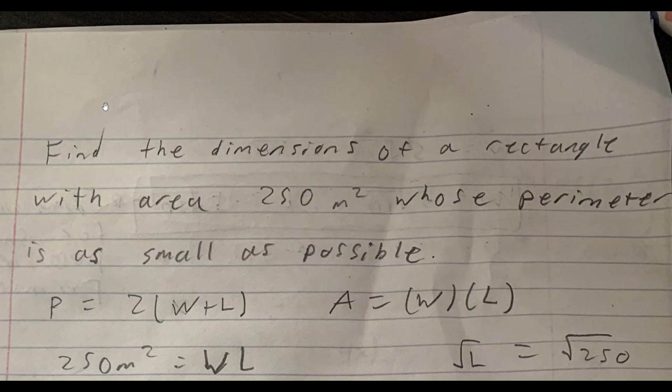Now we'll be solving this word problem right here. Find the dimensions of a rectangle with area 250 meters squared whose perimeter is as small as possible. This problem actually requires the use of optimization since we want it as small as possible. And so we will have to use derivatives and optimization to get the answer to this problem.